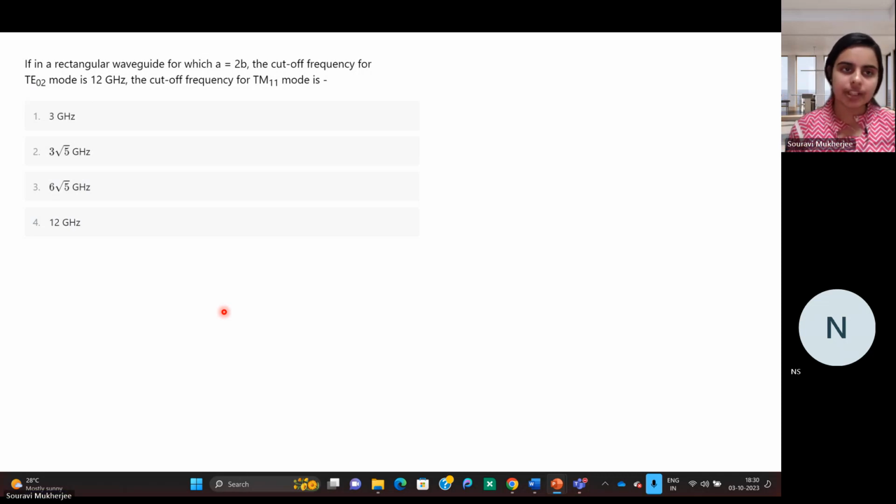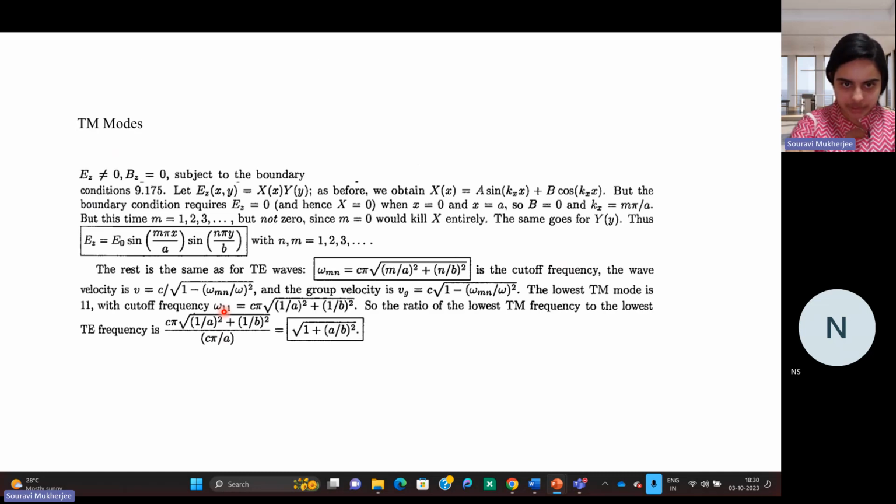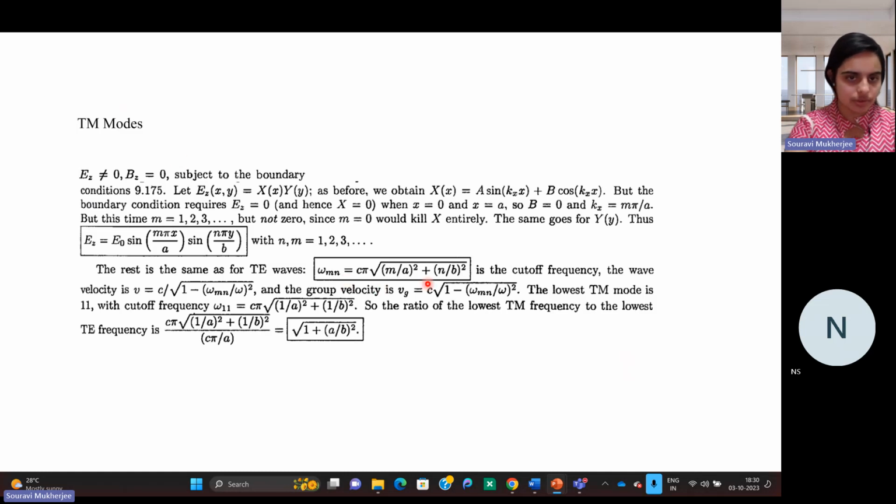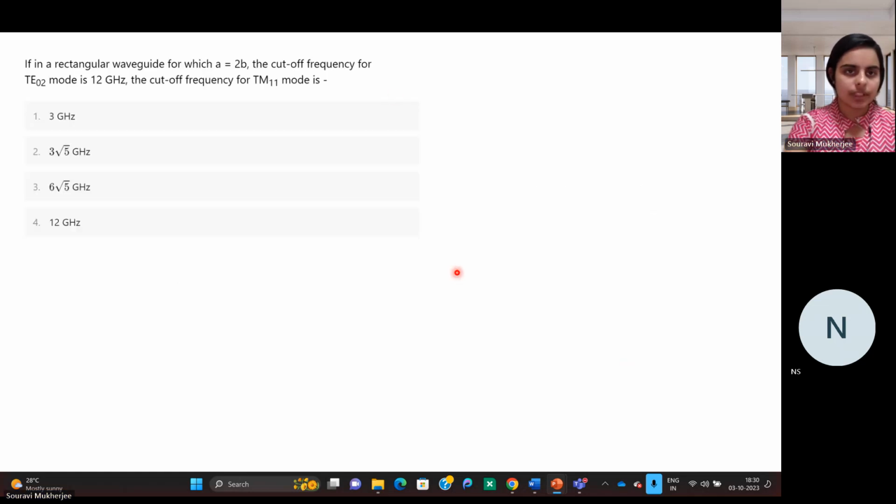Yes, try solving it. You need to use these relations. Suppose this is the relation. In this case m is equal to 0, n is equal to 2, which is what is given here, so try to put that. The rest is known to you. You know omega, so what you have to find is B. And once you know B, find A, and then the cutoff frequency for this mode.